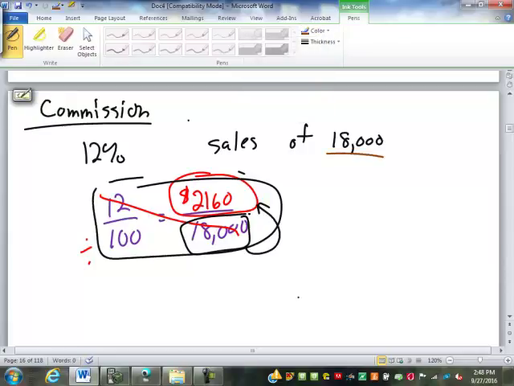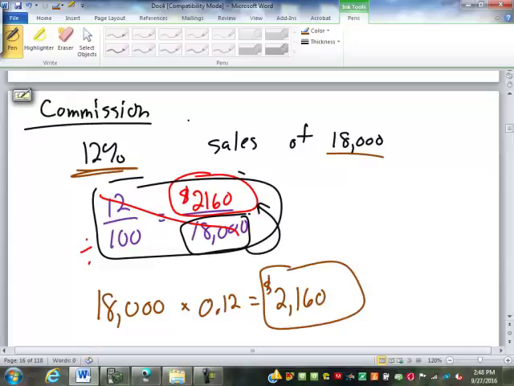So for commission, that's how we're usually doing it. We have a whole amount and we're looking for the portion that's your commission. So with 18,000 in sales, we would multiply by, what is 12% as a decimal? 0.12. If we multiply that out, we do get $2,160 as the commission. So commission is one of those cases where the rate method is preferred.